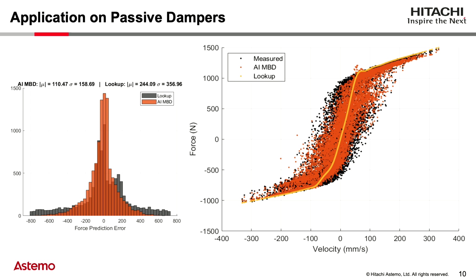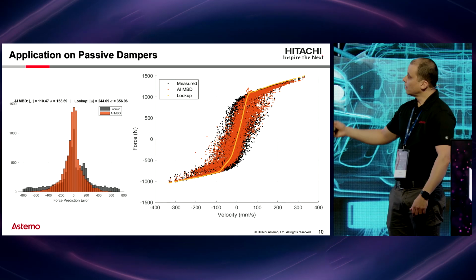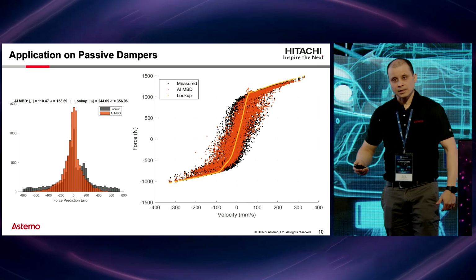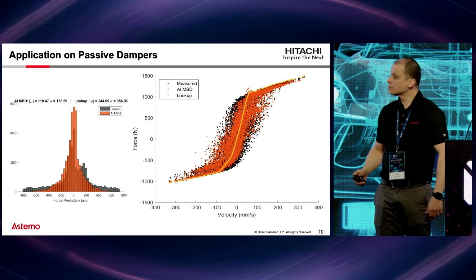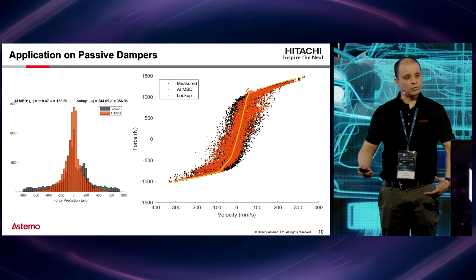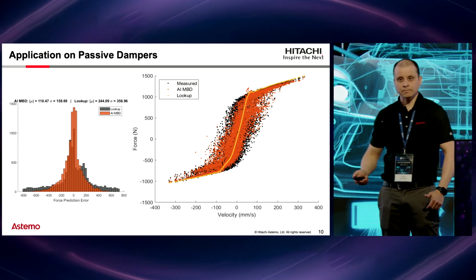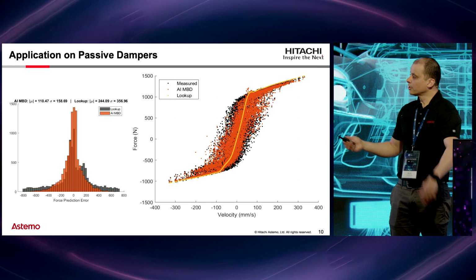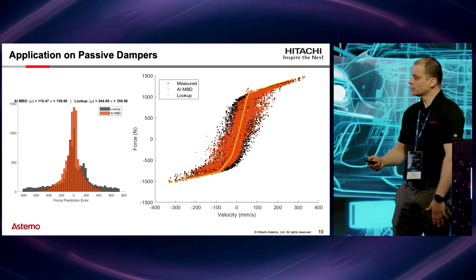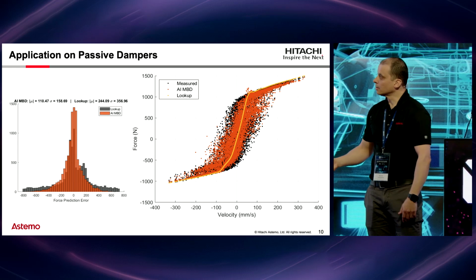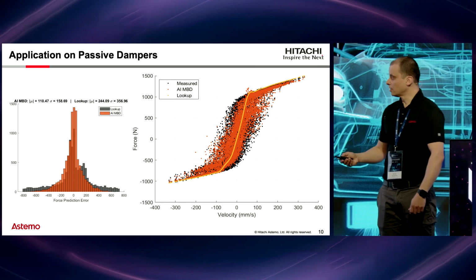So over here, you can see all the black dots are measurement data. The yellow line is the damping force based just on the lookup table, and the orange dots are the points from our damper models. On the histogram, we can see the error of the force from the measured data to the model. The orange one is the neural network damper, and the gray one is the lookup damper.